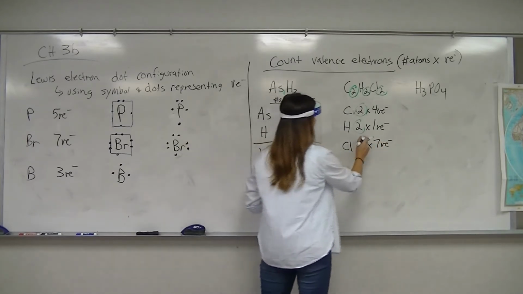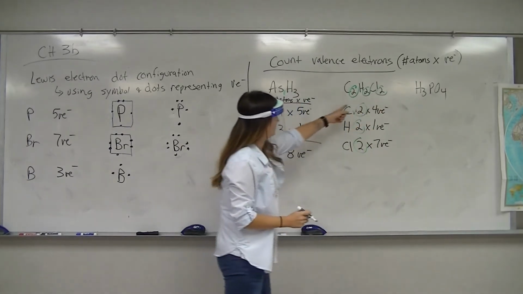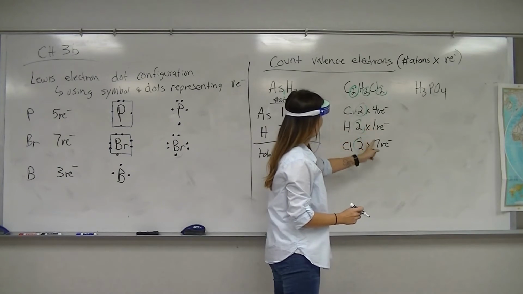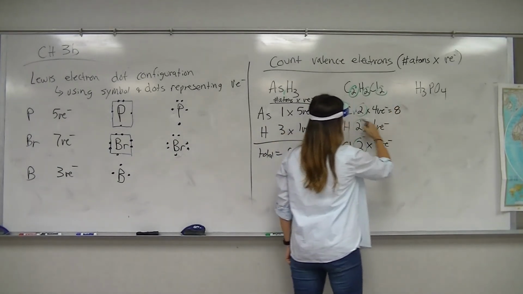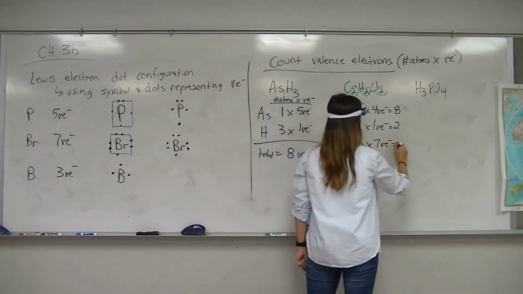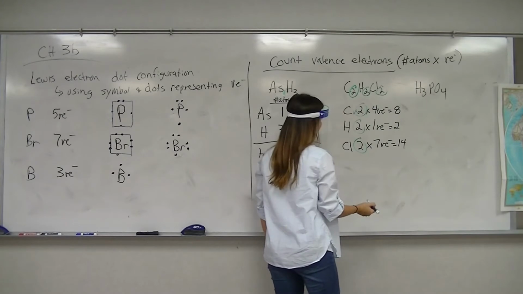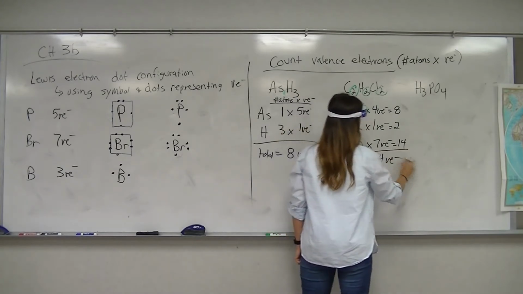Good. So there's 2 of each element, so that's where those numbers came from, and these were based off where they are on the periodic table. We have 2 times 4 is 8. 2 electrons coming from hydrogen. 14 coming from the chlorine for a total of 24, you said?